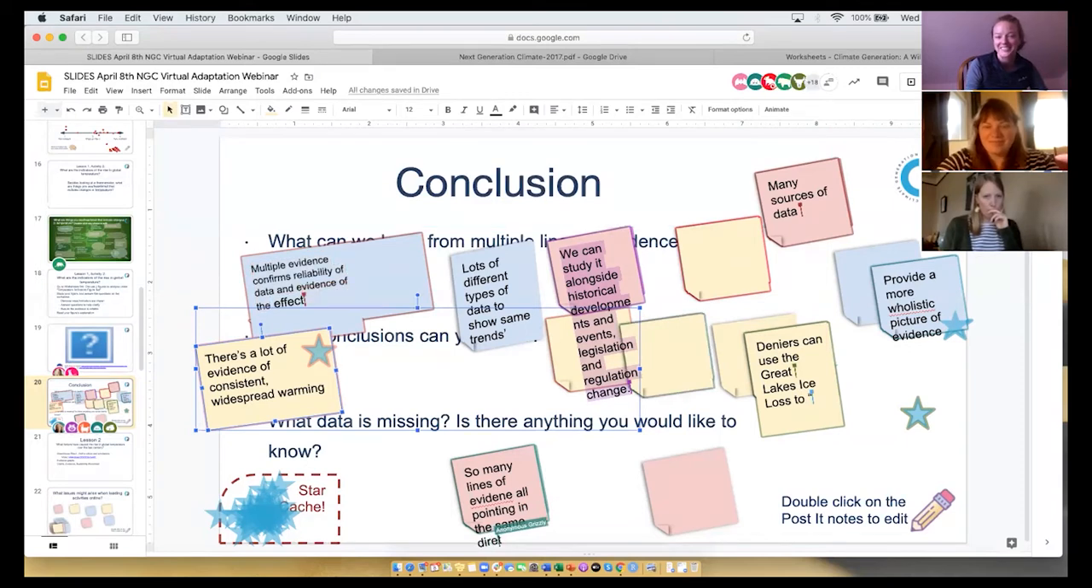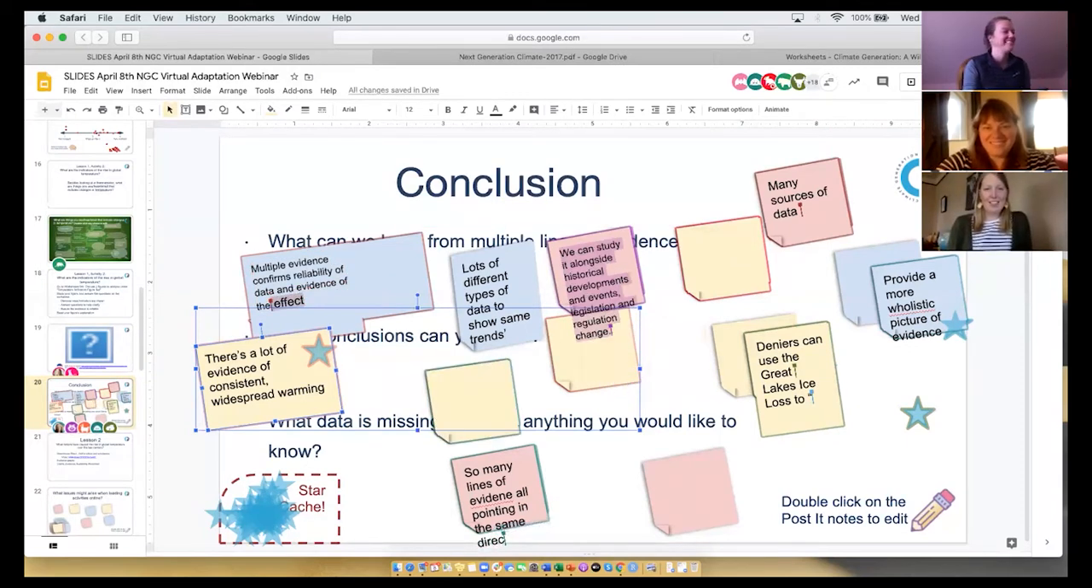It's so fun to see all of the ideas populate. Yeah. Makes me excited.